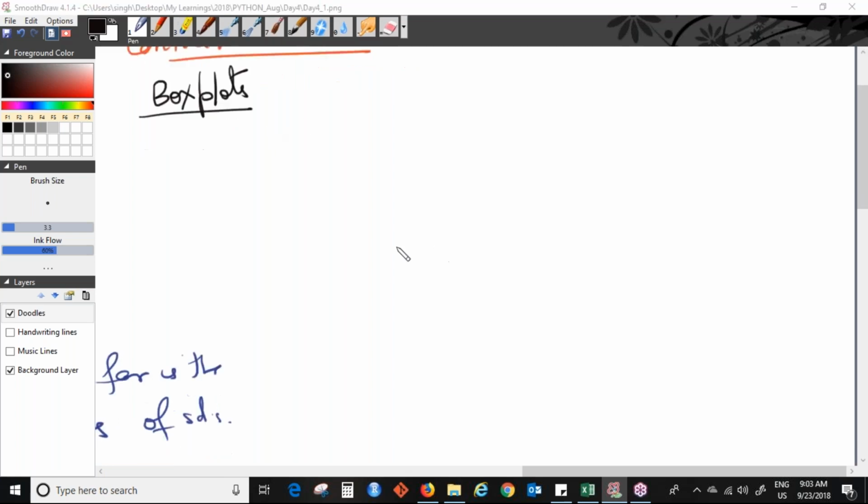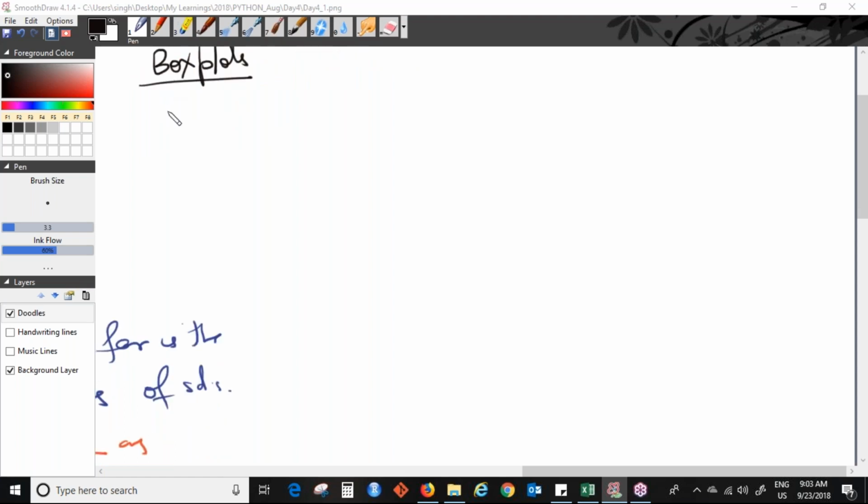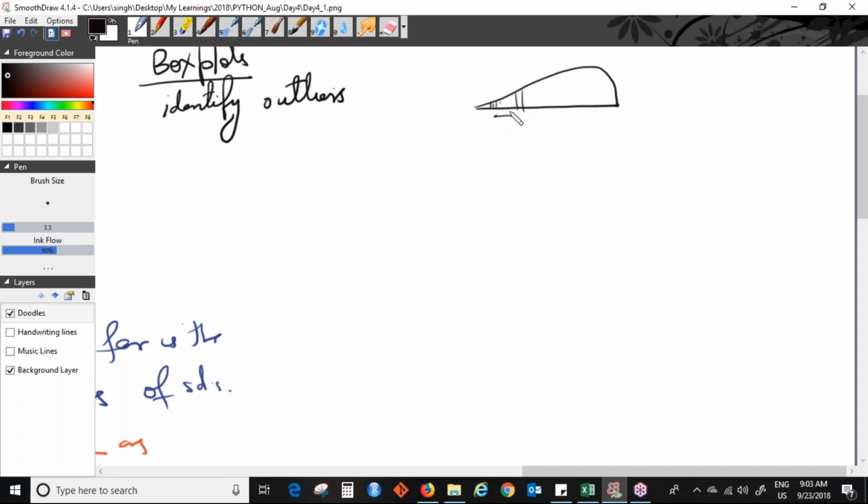Okay, so what are box plots? Box plots are plots which help us identify outliers in the data. Remember, we were talking about outliers yesterday. If you have outliers in your data and you draw the histogram for it, you get a right tail or a left tail, depending on whether the outlier is very large or very small compared to other values. This is a left skewed histogram, where you have a few values which are very small compared to the other values. So how do you detect these outliers?